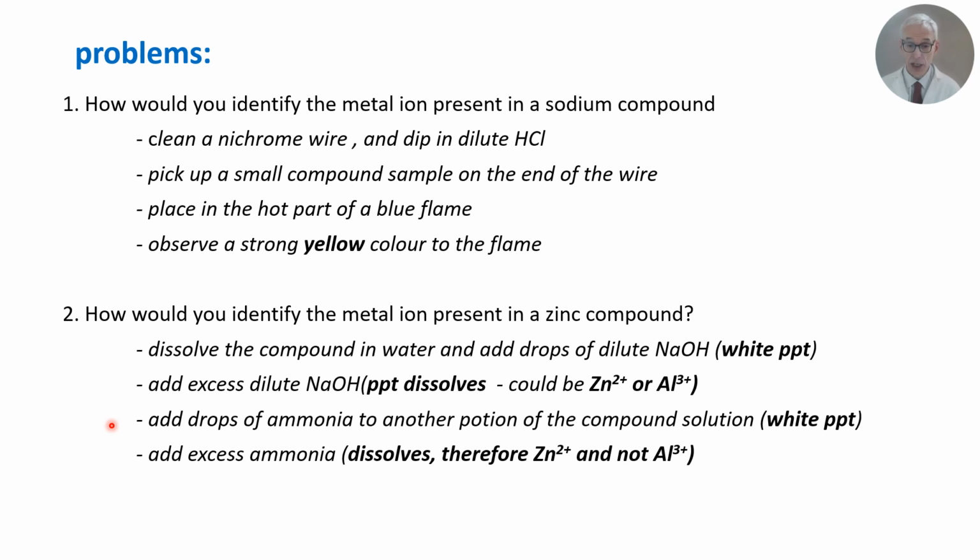Add drops of ammonia to another portion of the compound solution. Again, a white precipitate is obtained. Add excess ammonia. We can distinguish between the zinc and the aluminium because the zinc dissolves. The aluminium hydroxide precipitate would be insoluble.